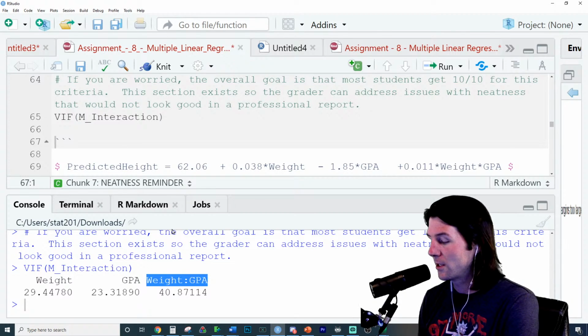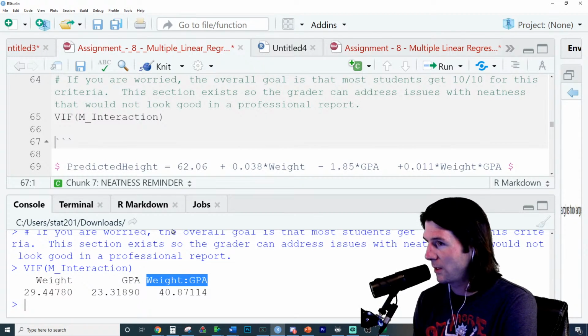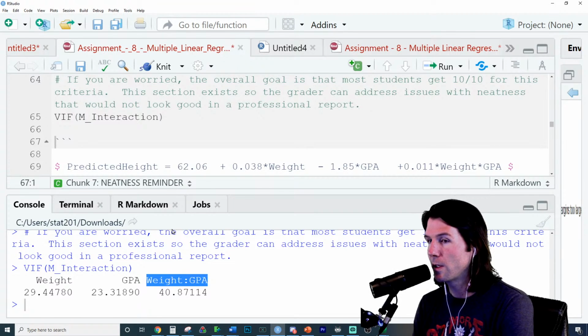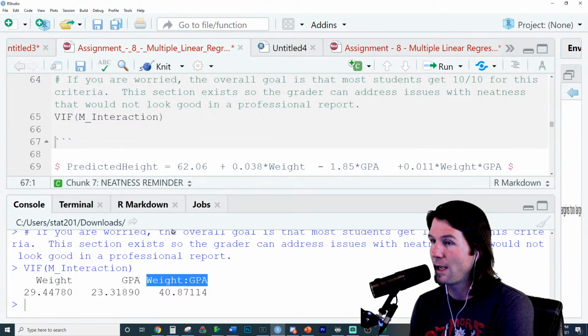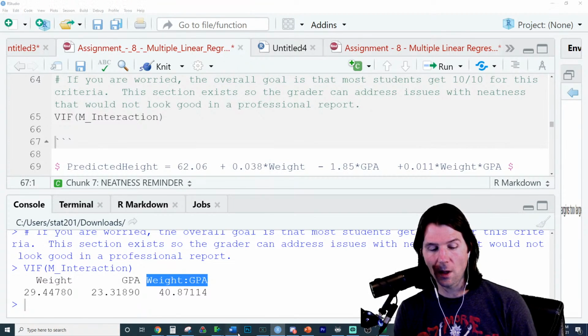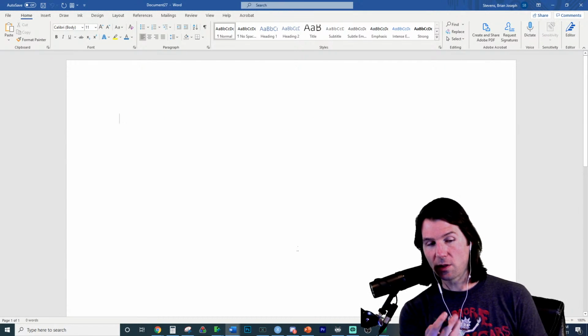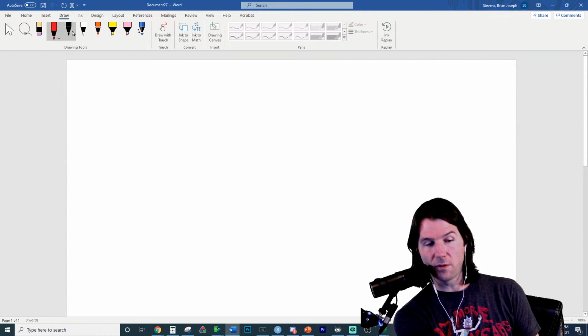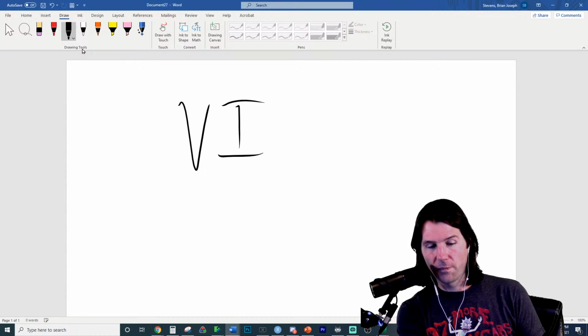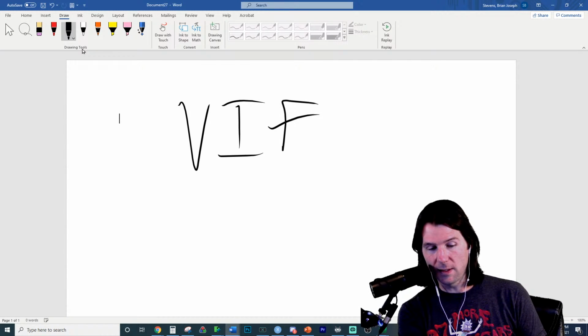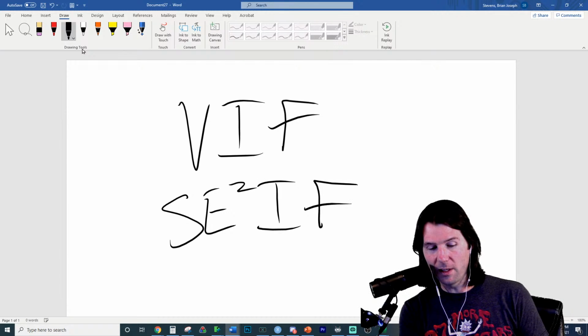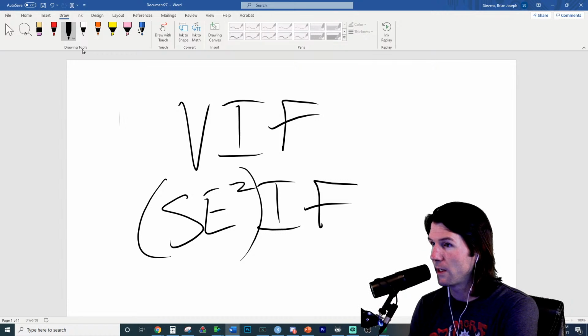You do not want high variance inflation factor, but it does not invalidate the model. I can't state that clearly enough. What would variance inflation factor do? It's just going to add more uncertainty. And we can see this mathematically over here, because variance inflation factor is actually standard error squared inflation factor, because standard error squared is variance.